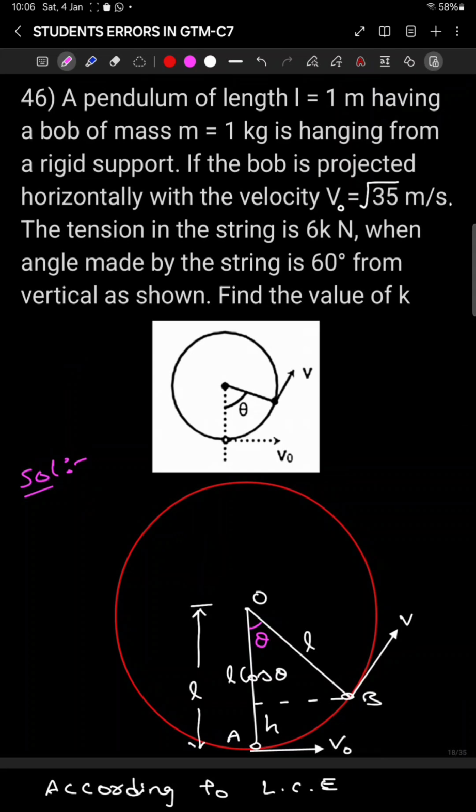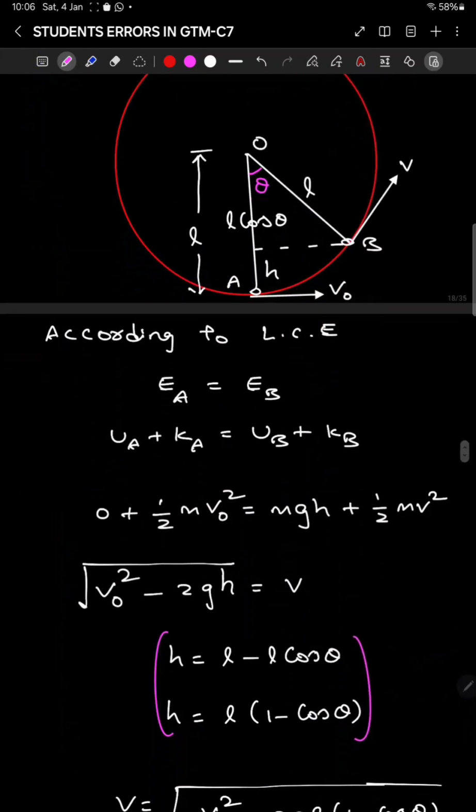This question belongs to vertical circular motion. Here a pendulum of length 1 meter is given. Length of the pendulum L is given as 1 meter. It is projected with a velocity root 35 meter per second. Its horizontal velocity was V0, let us assume. After rotating by an angle theta, first of all let us find the velocity here. In circular motion, if you are asked to find velocity, the best method is the law of conservation of energy.